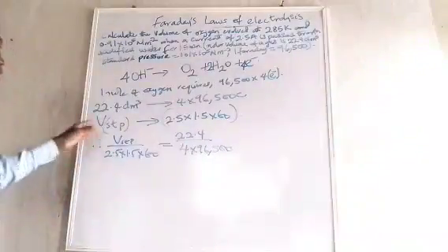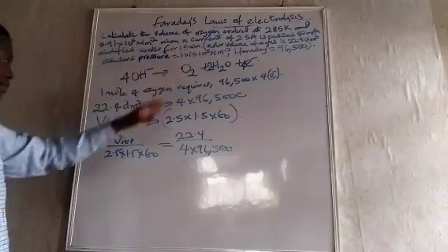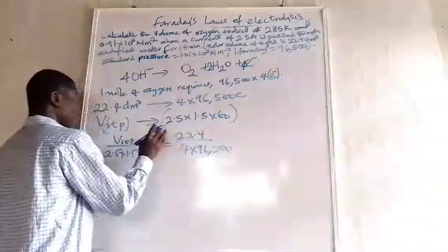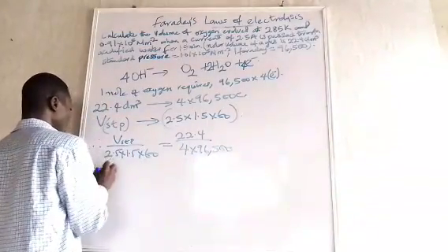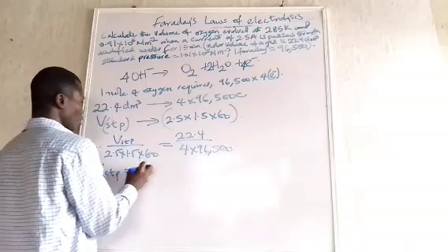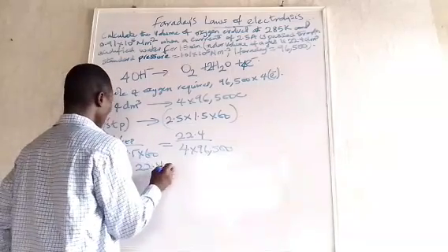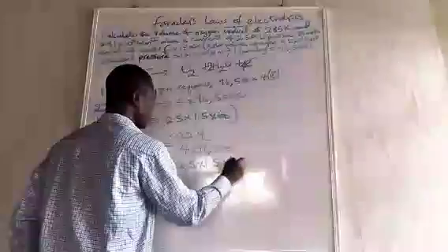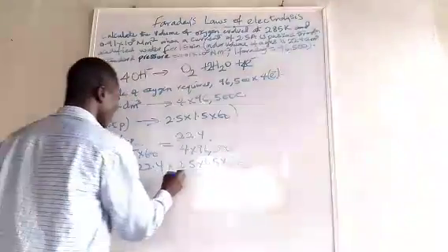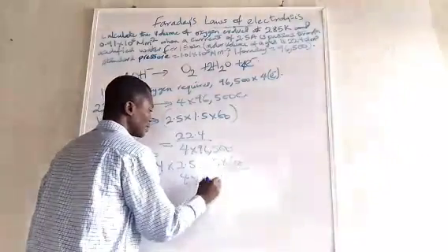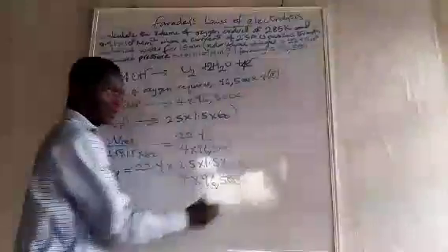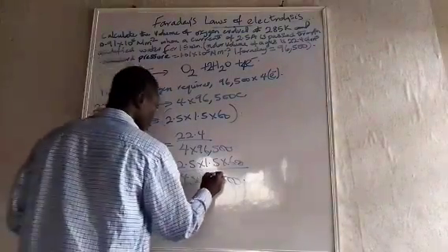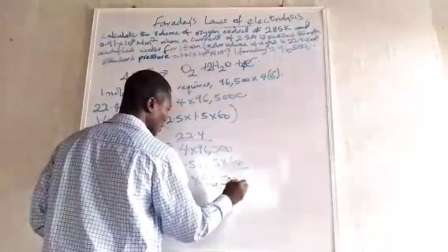Instead of trying to find how many moles of this one is discharged, let's go straight to the volume discharged. So, we can now see V at STP will be equal to 22.4 times 2.5 times 1.5 times 60 divided by 4 times 96,500. Let me check this.